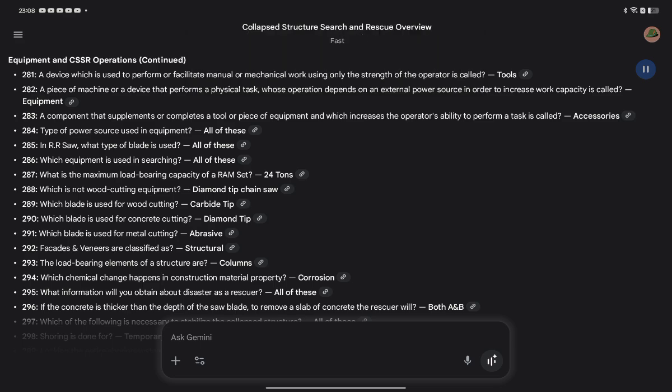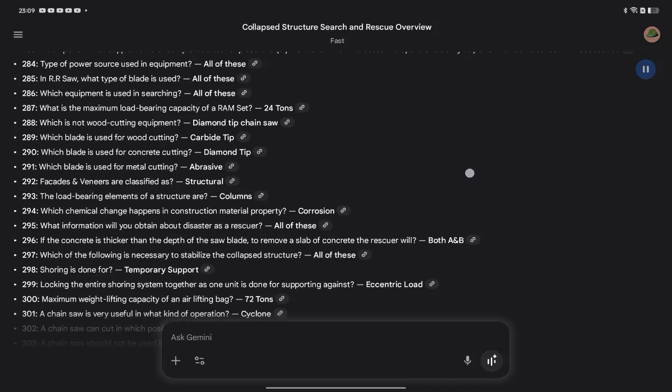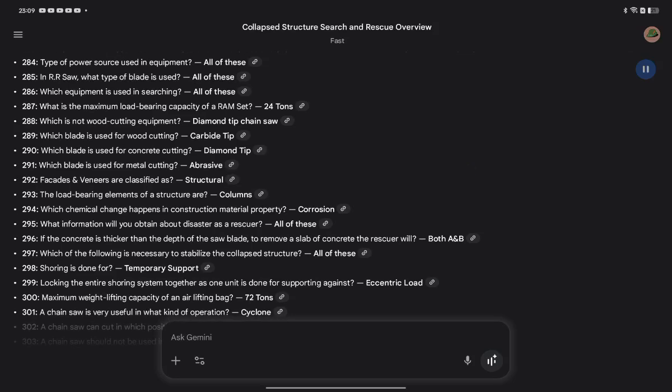284. Type of power source used in equipment? All of these. 285. In RR saw, what type of blade is used? All of these. 286. Which equipment is used in searching? All of these. 287. What is the maximum load-bearing capacity of a ram set? 24 tons. 288. Which is not wood-cutting equipment?